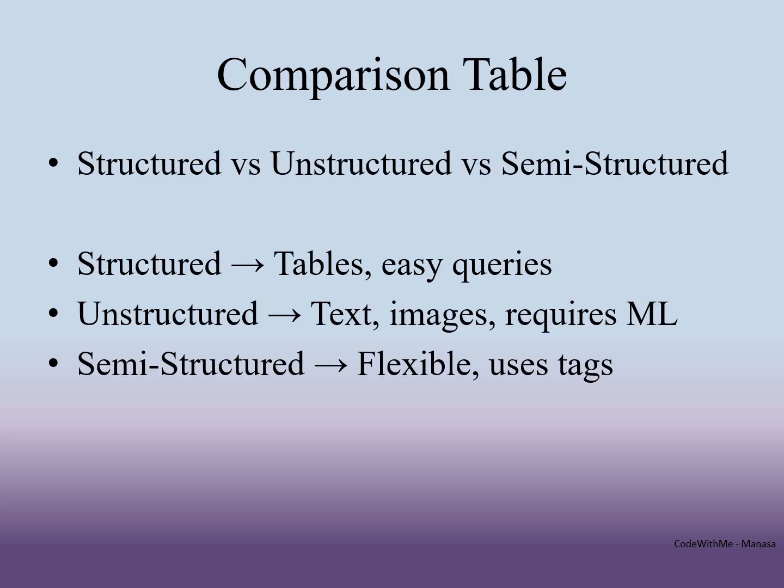So let's compare these three data types quickly. Structured data is highly organized and easy to query. Unstructured data is rich in content but requires machine learning to understand it. Semi-structured data lies in between, flexible and readable. Each type has its place in modern analytics and AI.